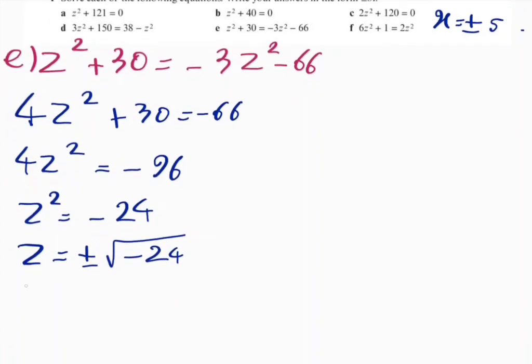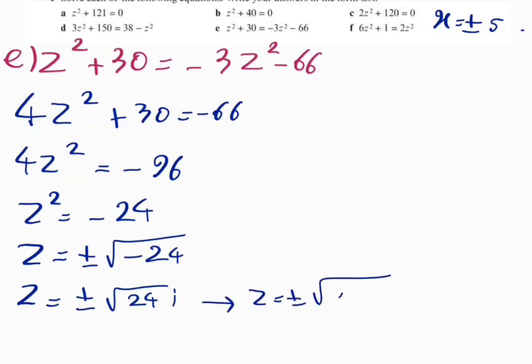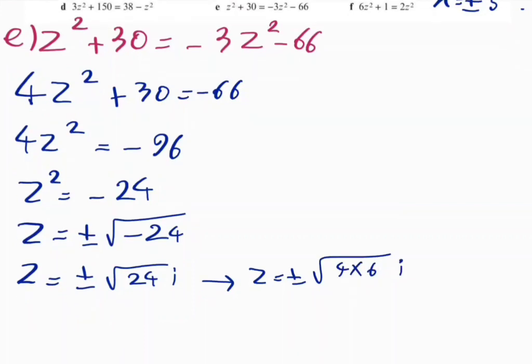And we can write this as plus or minus root 24i. And we know that 24 is 4 times 6i. And the square root of 4 is 2. So the answer is plus or minus 2 root 6i.